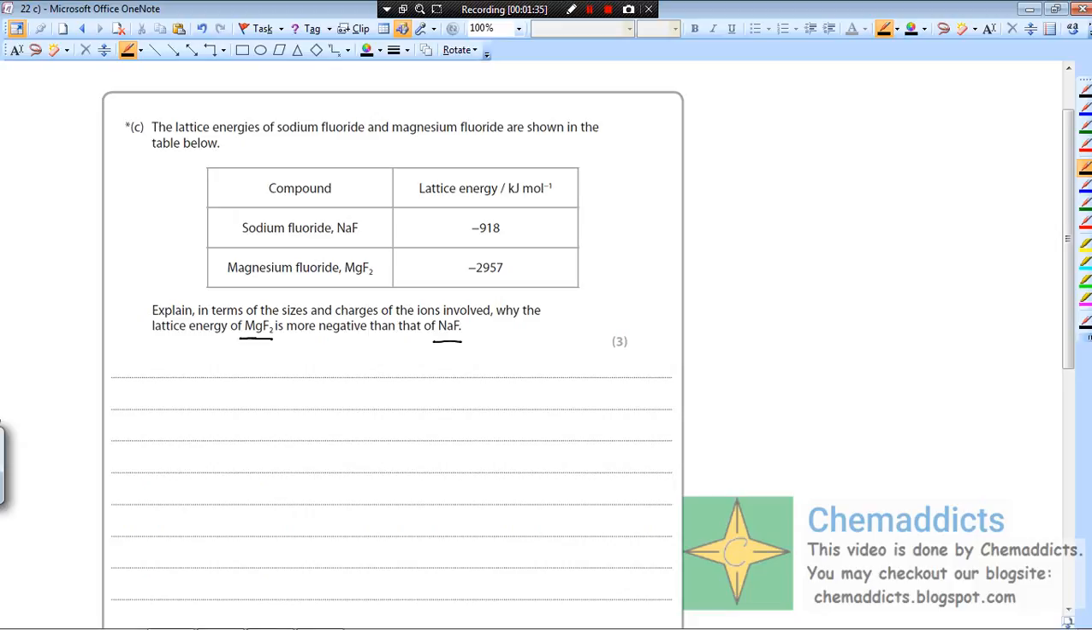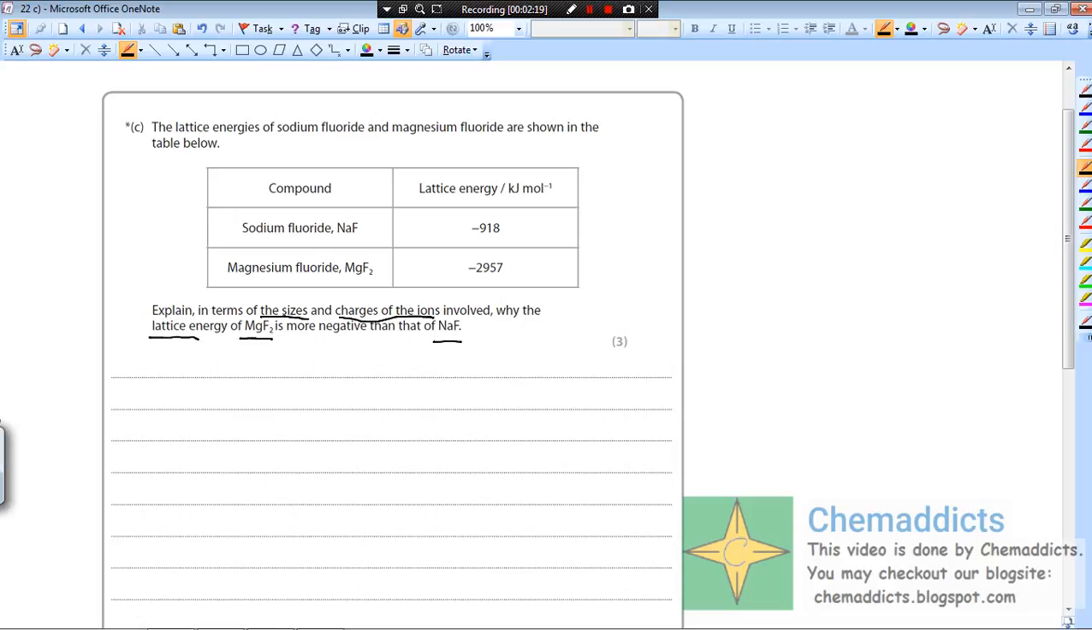Okay? So let us mark the key points of this question. What they have asked us is to explain why the lattice energy of magnesium fluoride is more negative than that of sodium fluoride. They have also asked us to explain in terms of sizes and charges of the ions. Okay, so the question is pretty straightforward.